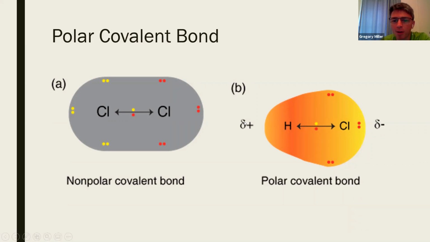And if you see these little symbols, that's the Greek letter delta. And so in this case, it means partial. So we have a partial positive side and a partial negative side. And those partial positive and negative will actually attract other polar covalent molecules and help hold the whole bulk system together.